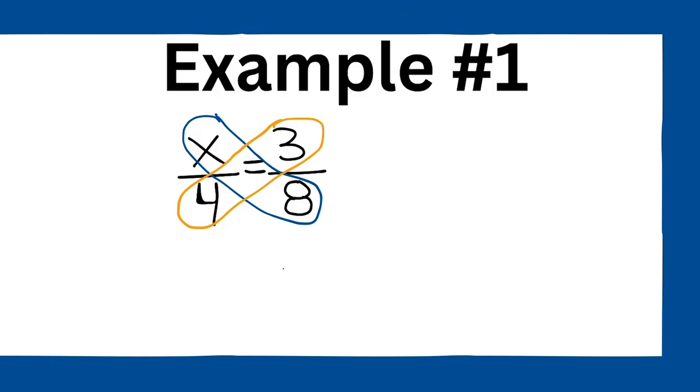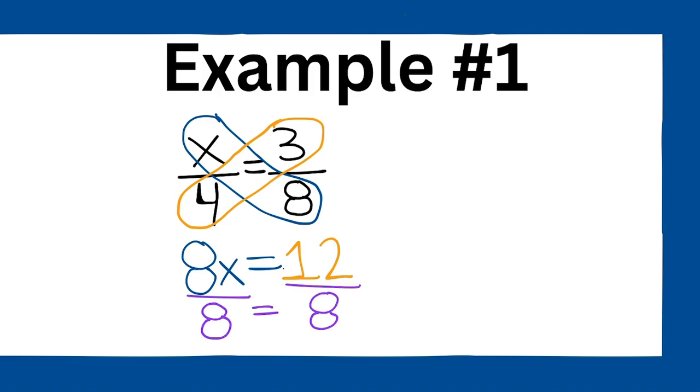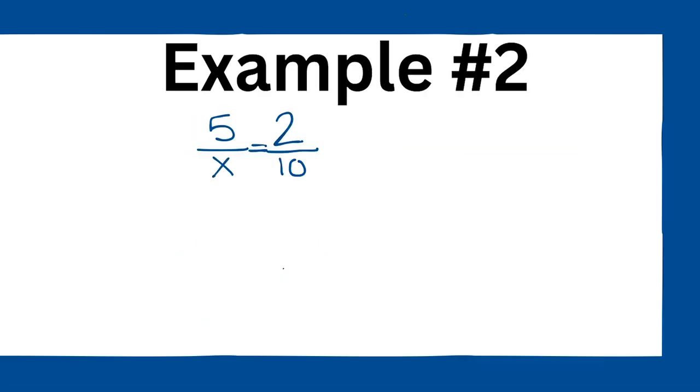So when I do that, I have 8x equals 12. Now I am going to want to isolate that x every single time because that's what I'm solving for. So to do that, I'm going to do 8x divided by 8 and 12 divided by 8. When I do that, I'm left with 12 divided by 8 and I have to figure out what that is. I know 12 divided by 8 equals 1.5. So that means x equals 1.5. That's my x.